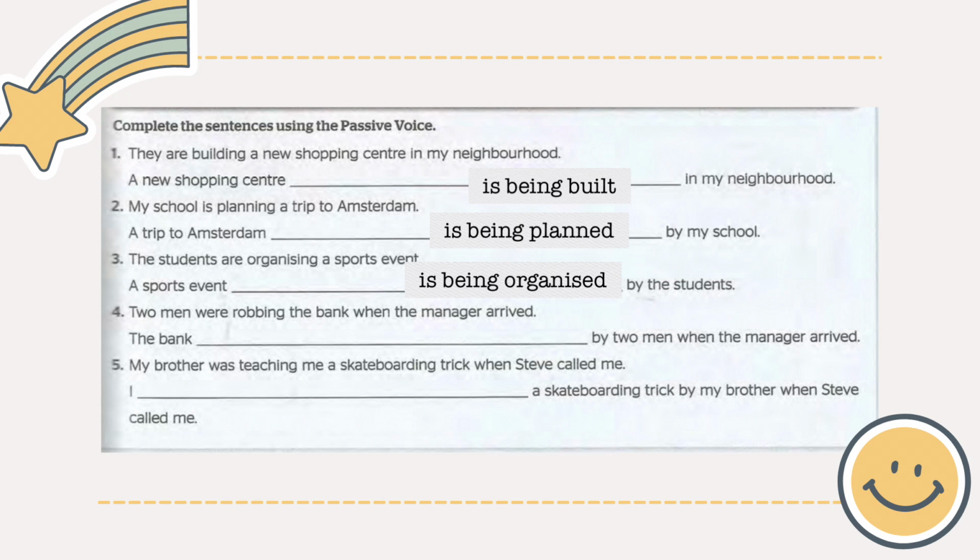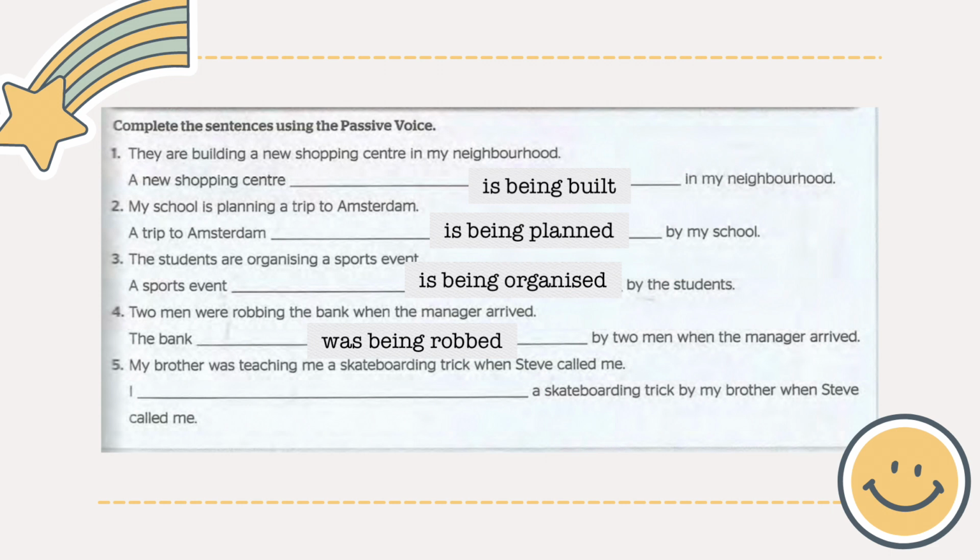Number 4. 2 men were robbing the bank when the manager arrived. Okay, from this question, we can see that this question is in past continuous. It is because of were robbing and arrived. Therefore, the verb is rob. And the answer will be the bank was being robbed by 2 men when the manager arrived.